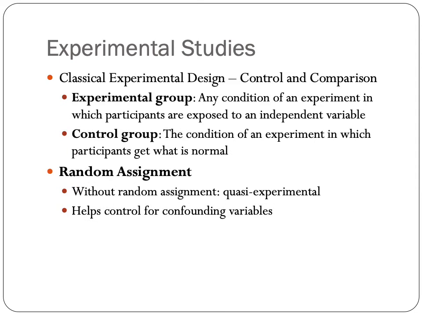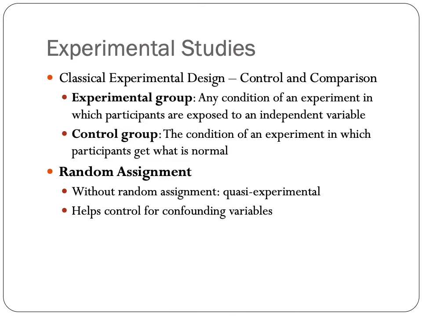So in a classic experimental design, there's a comparison group, or the experimental group and the control group, right? In an experimental group, this is any condition of an experiment in which participants are exposed to an independent variable. So let's just say, again, we wanted to see if students who studied got higher test scores or not. We wanted to do an experiment. We would randomly assign maybe 10 students into the study group where we forced them to study. They had tutors that came in and gave study lessons. The control group just sat around and watched Netflix, right? The control group was the condition of the experiment in which participants get what is normal, right? And so there's no real treatment, there's no real manipulation there, right?